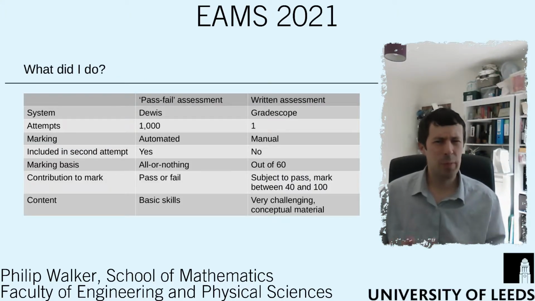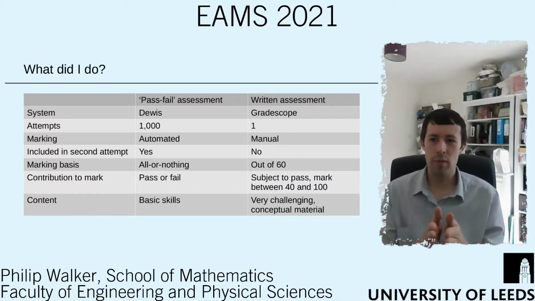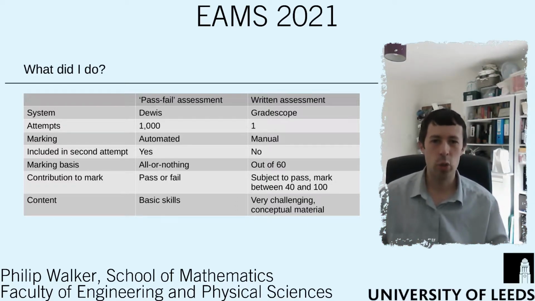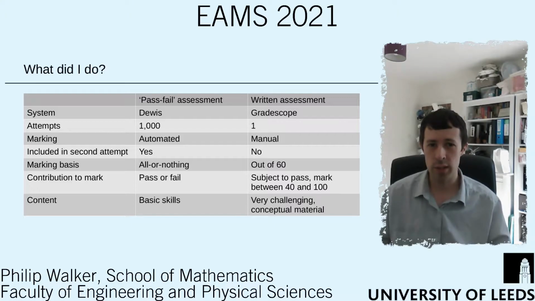So that leads me into, well, what did I do? I split out the assessment, and so I ran what I've called, I think I need a better name, a hybrid assessment. Really, it's a two-component assessment. So you've got a pass-fail assessment, which is automatically marked. We used the DOIS system.